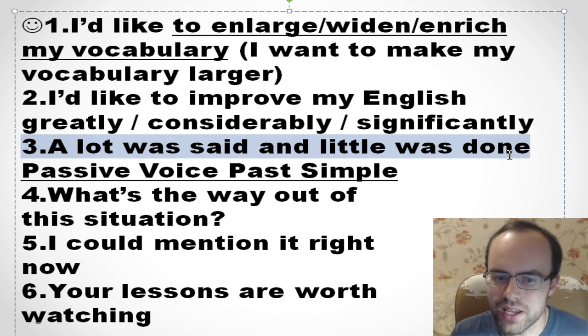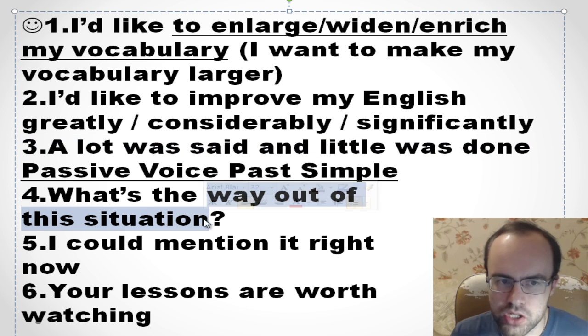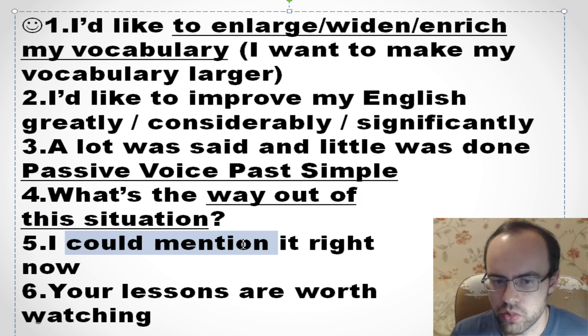Okay, what's the way out of this situation? So actually, when you don't know what to do, you can say, or you can ask, what's the way out of this situation? Or what should I do? What should we do? Okay, I could mention it right now. So I could mention it, it means that it's possible for you. I could mention it right now.